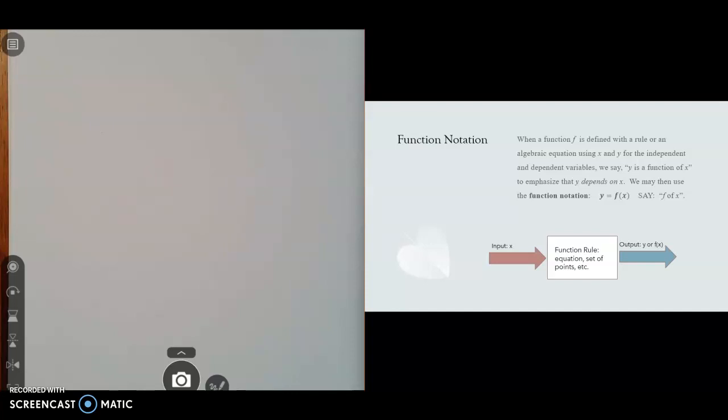In general, what's happening is you have your input, which is your x, and then it's going to go through your function rule. So you might have a set of points, or you might have an equation that basically maps your x's to your y's. And then after inputting that x and going through that equation, you get an output, and that output is your y, which is the same thing as your f of x.